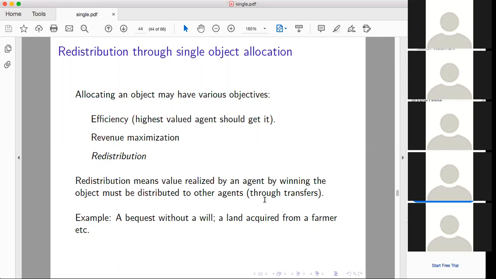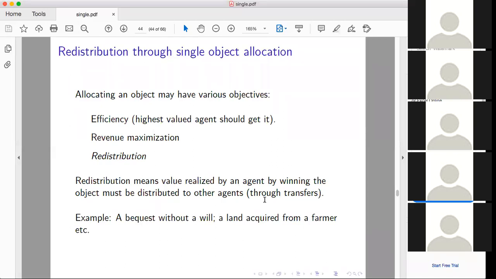But we can also be interested in revenue maximization, for instance. We might be a seller who is just interested in maximizing revenue. It's not clear that when you want to maximize revenue, you want to give the object to the agent with the highest value. And as you will see in the next lecture, indeed, if you want to maximize revenue, sometimes you should not be doing that.